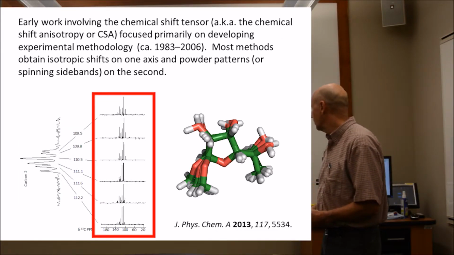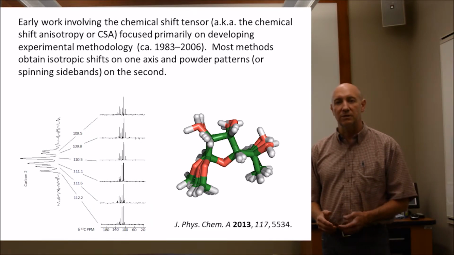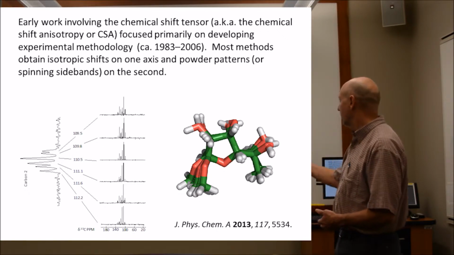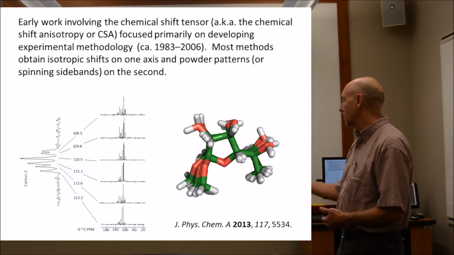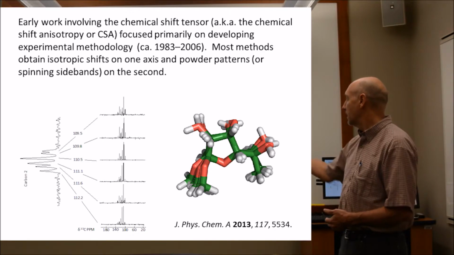So here's an example with a small carbohydrate that has 6 different forms simultaneously present in the solid state that are exchanging on the kilohertz time scale. And for just one single site, we can actually think of getting lines for each of the 6 different shapes and powder patterns for all 6.